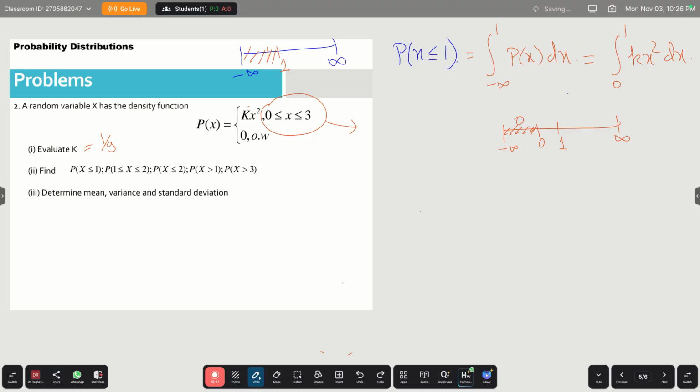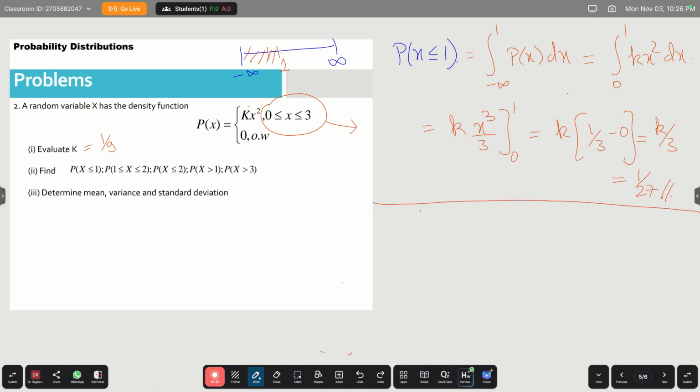So the integration of kx square is kx power 3 by 3 and the limit is from 0 to 1. When I apply the limit, I will have k into 1 cube by 3 minus 0 cube by 3. So it's 1 by 3. When I put the value of k, k is 1 by 9. So 1 by 9 into 1 by 3 is 1 by 27. So 1 by 27 is the value of the probability that x is less than or equal to 1.